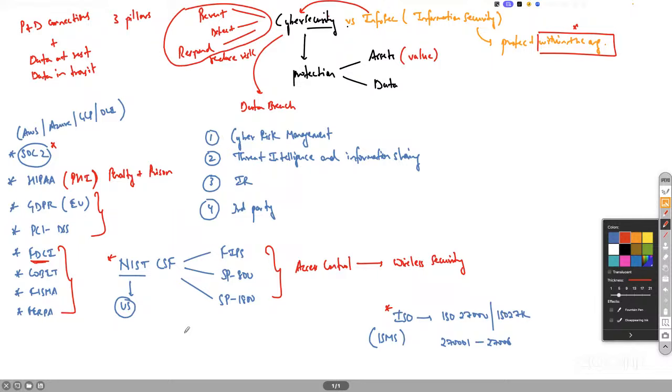So if you are in a healthcare environment, then you would bring in some auditor who would be auditing your environment per the HIPAA framework.